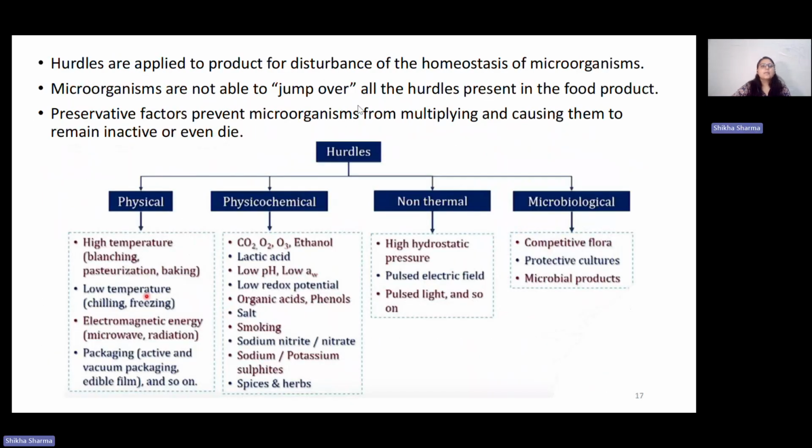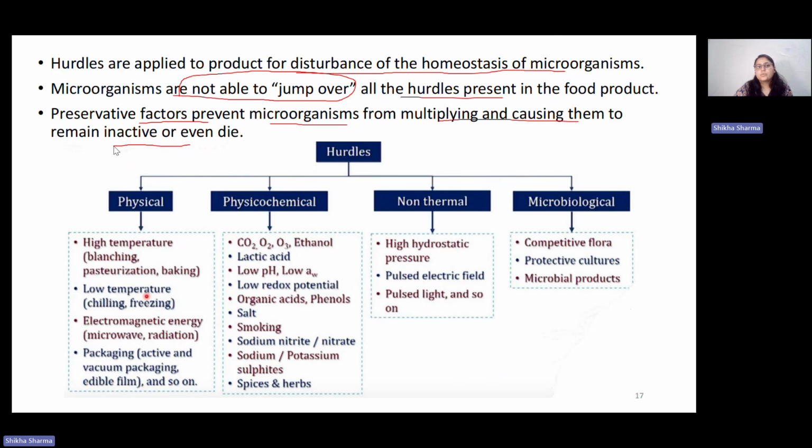The hurdles are applied to the product for the disturbance of the homeostasis of the microorganisms. So microorganisms are not able to jump over all these hurdles present in the food products. The preservative factors prevent microorganisms from multiplying and cause them to remain inactive or even in the die state.